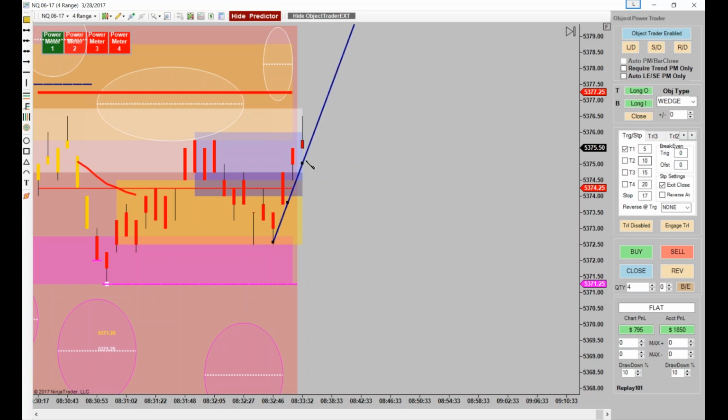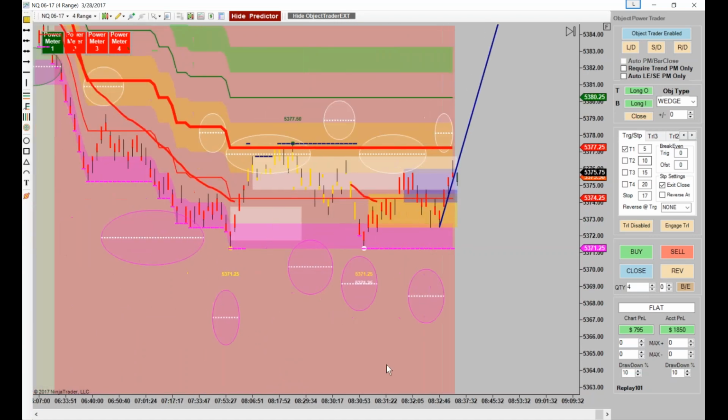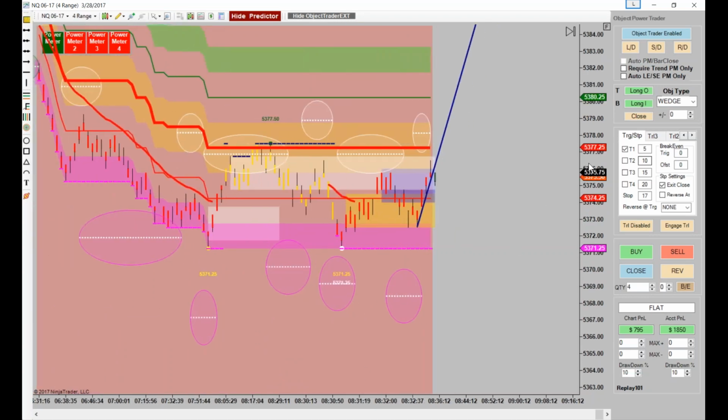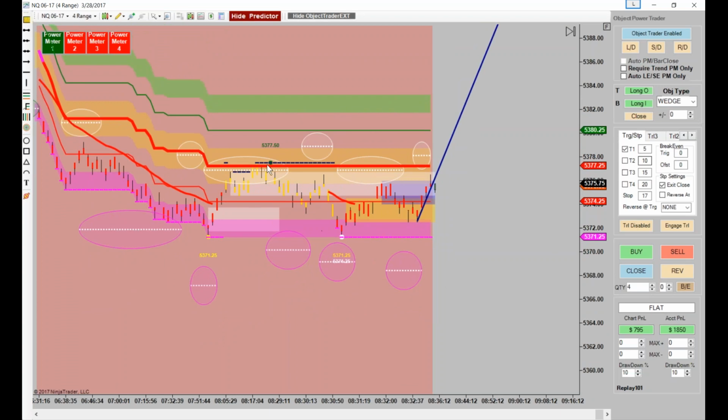Let's see if we can get another one. I missed it. Everybody sees where though, right? Doesn't mean it'll do anything though. Got your medium swing right across here.